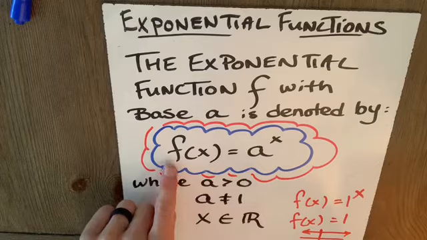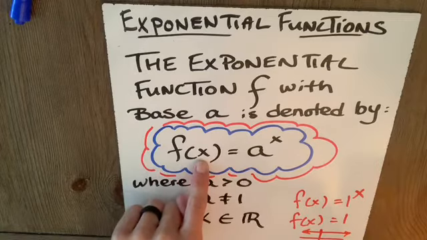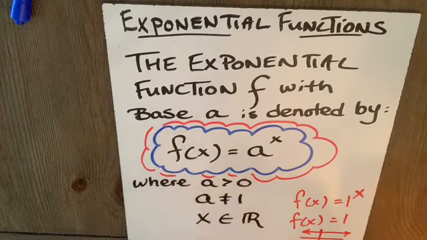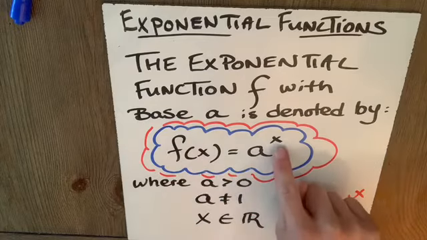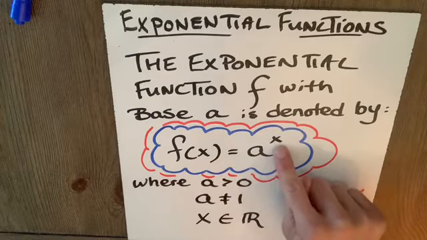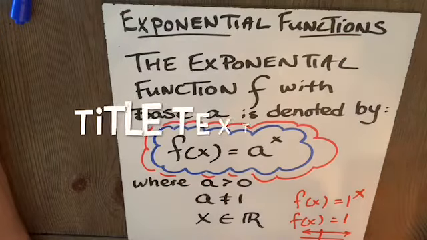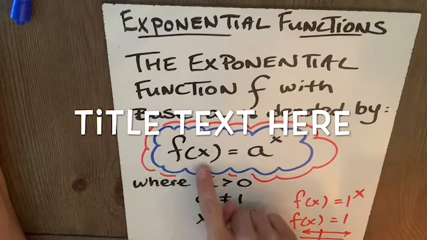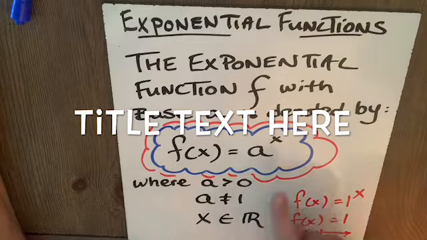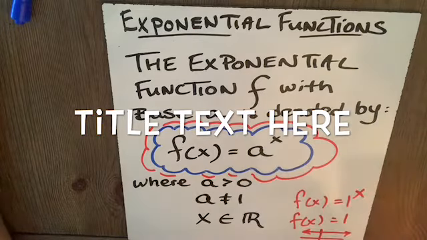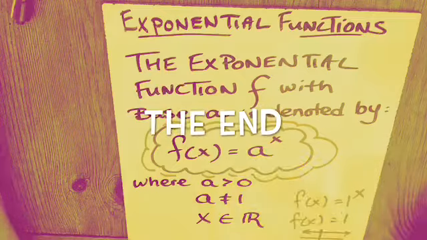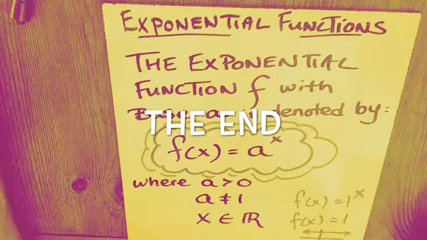So notice, f is a function of x. Of course, another way to say this would be y. Notice where that variable is. The variable is the exponent, and the base is some positive number that is not 1.